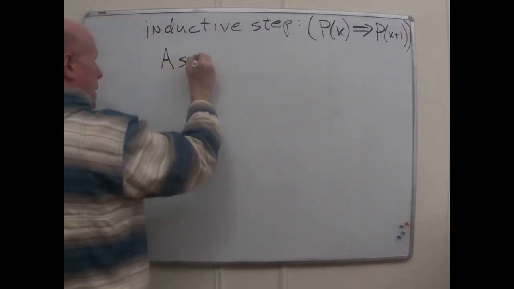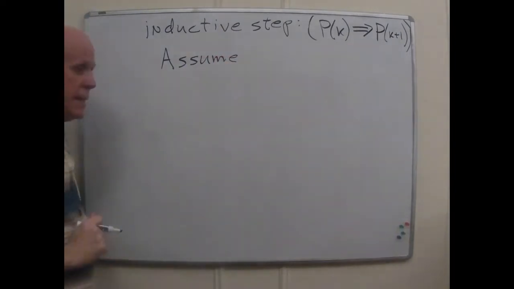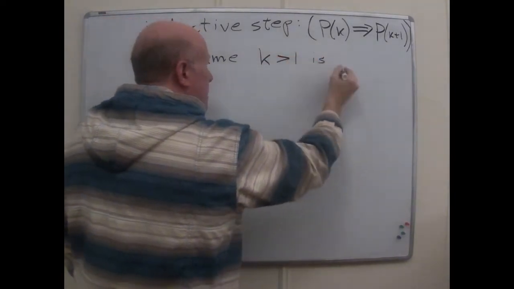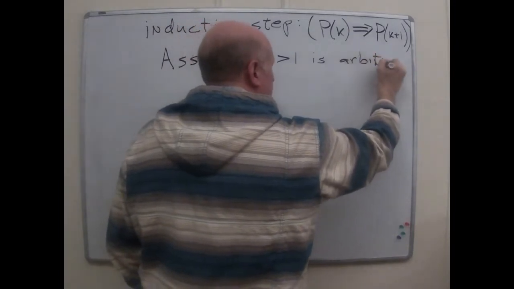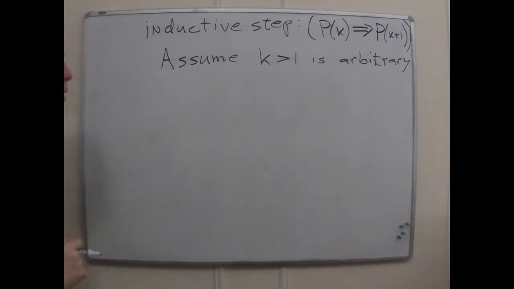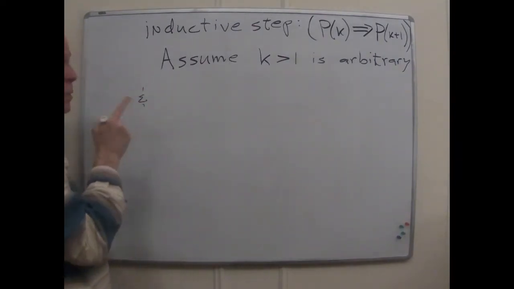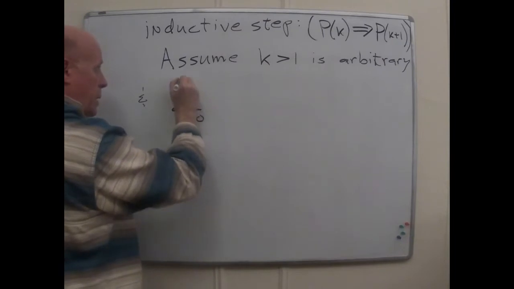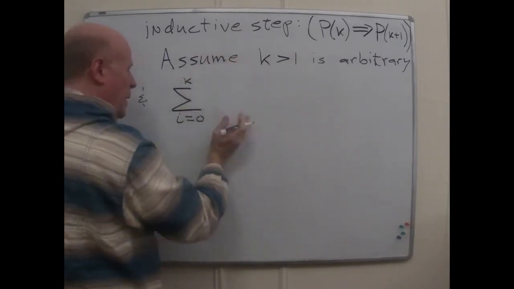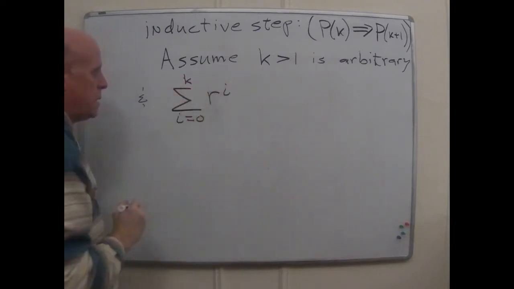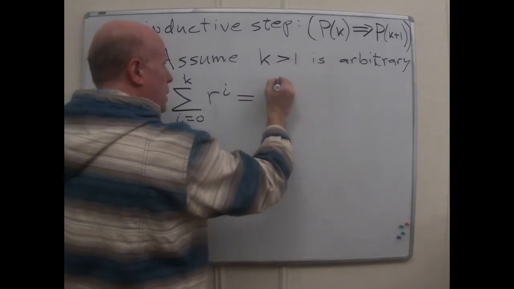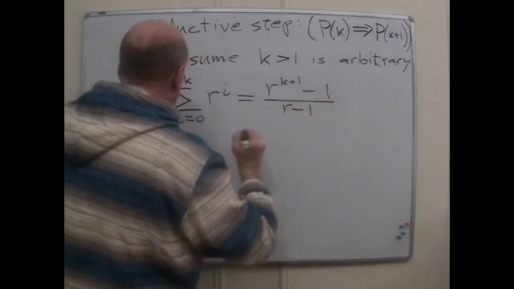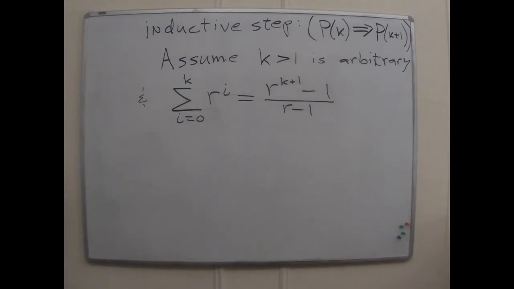So assume that k is a particular but arbitrarily chosen natural number bigger than 1. You don't have to say all those words, but it gives a sketch of it. Assume k greater than 1 is arbitrary, and that the formula we're after works for k, which means that the sum, which goes from 0 just up to k of r to the i, whoops, I was about to write i to the r to the i, that indeed will be equal to r to the k plus 1 minus 1 over r minus 1. That's the inductive hypothesis.